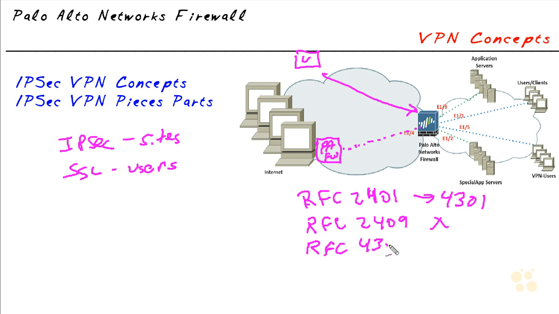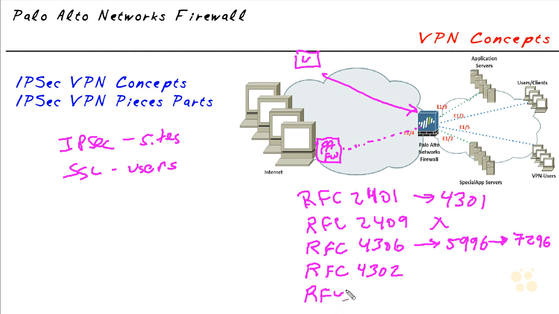RFC 4306 was IKE version 2, which was obsoleted by 5996 and just recently changed to 7296. So we've made a lot of revisions, service packs, if you will, as far as the internet goes. Two other important ones that really haven't been changed a whole lot are RFC 4302 and RFC 4303, which are authentication header and ESP, or Encapsulating Security Payload. So those are my two different types of authentication and encryption in IPsec.